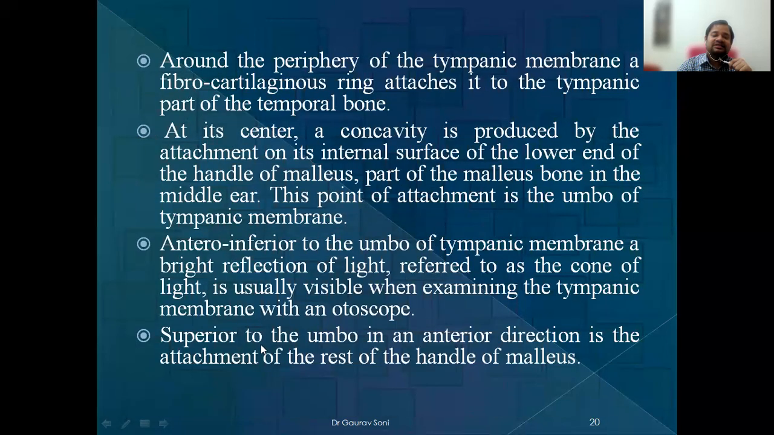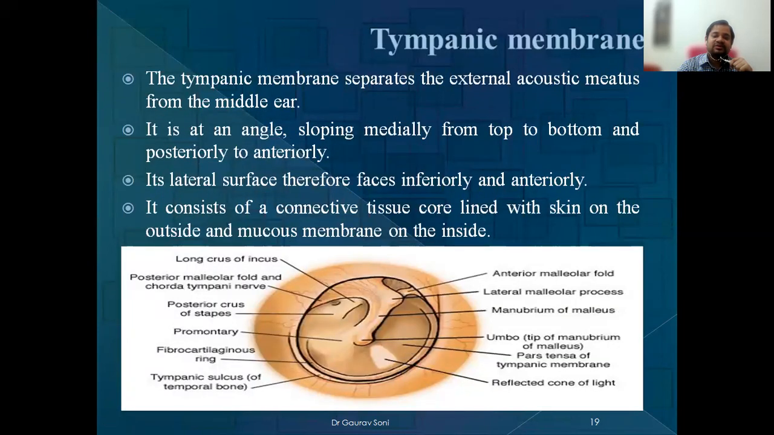Superior to the umbo, in an anterior direction, is the attachment of the rest of the malleus. So superior to umbo, if you see, this was the umbo. Superior to it, every other part of the malleus you can identify, like manubrium of malleus, lateral fold, anterior fold, and posterior fold also.